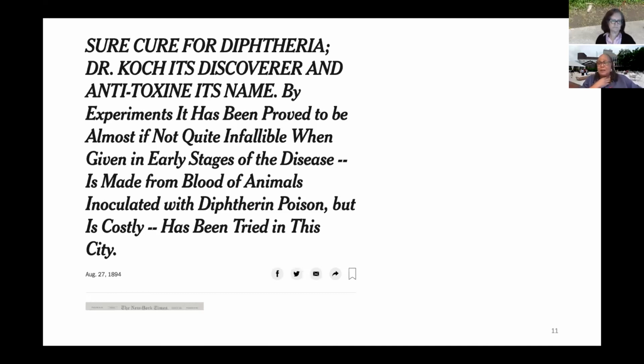So when the antitoxin was first discovered, invented I should say, this was on the front page of the New York Times: "Sure cure for diphtheria. Dr. Koch's discoverer and antitoxin is named. In experiment, it has been proved to be almost, if not quite, infallible when given in early stages of the disease. It's made from blood of animals inoculated with diphtheria poison, but it's costly, has been tried in this city." This was front page news, to find a treatment for diphtheria in New York City, and it went around the world. This is 1894.